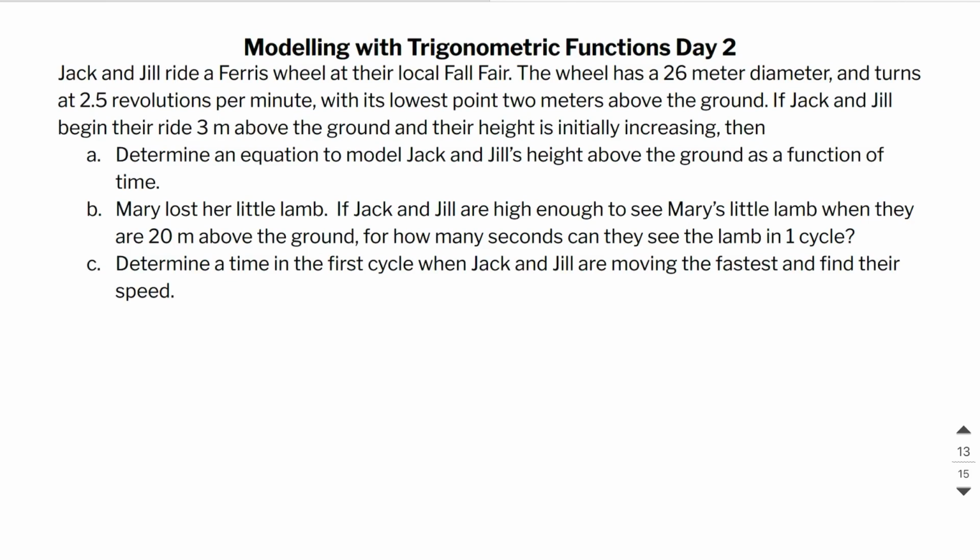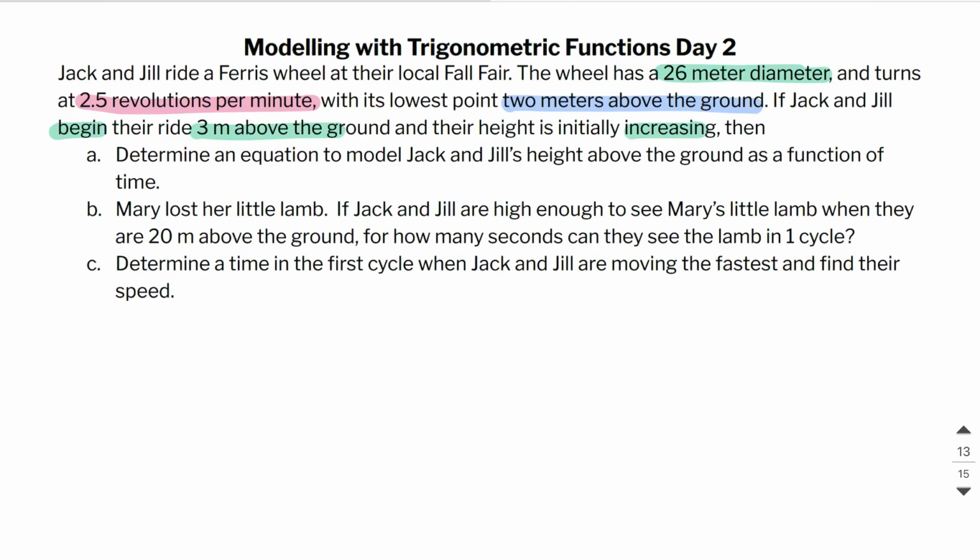Okay, so it tells us right here that Jack and Jill ride a Ferris wheel at their local fair. The wheel has a 26-meter diameter, so that's helpful. It turns at 2.5 revolutions per minute, with its lowest point 2 meters above the ground. If Jack and Jill begin their ride 3 meters above the ground, so that's when they begin it, and their height is initially increasing, then question A says to determine the equation to model their height above the ground as a function of time.